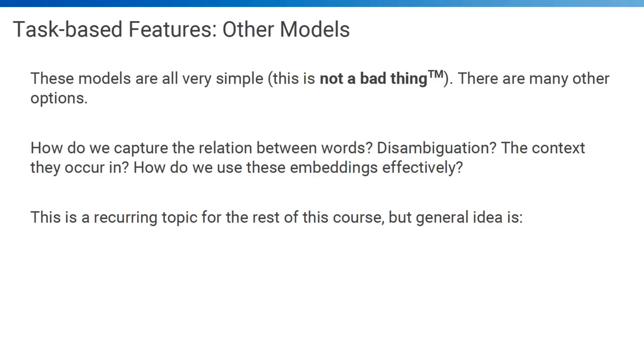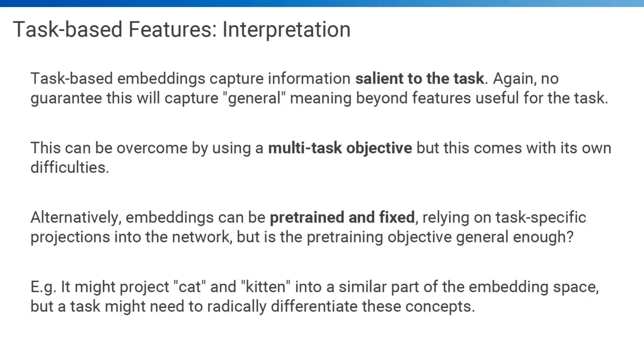Oh my, I forgot to finish this slide. This is what we're going to be discussing in the rest of the course. How can we use these embeddings as the input to more complex neural architectures in order to solve more complex tasks? So to wrap up, task-based embeddings are nice because they capture information salient to the task, but this doesn't guarantee that you're going to learn general meaning. You're going to learn only the representational information that is useful for that particular task. You could overcome this by using a multitask objective, using the same representations to classify documents and to predict sentiment, but that has its own difficulties. Yeah, let me just wrap up here actually.